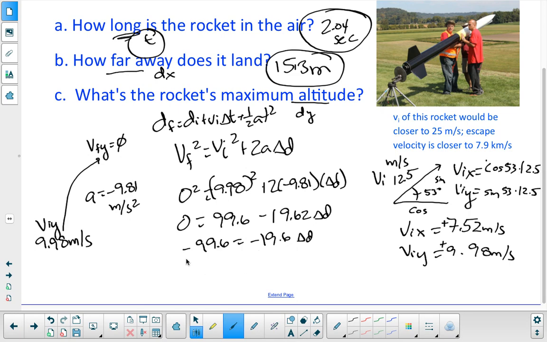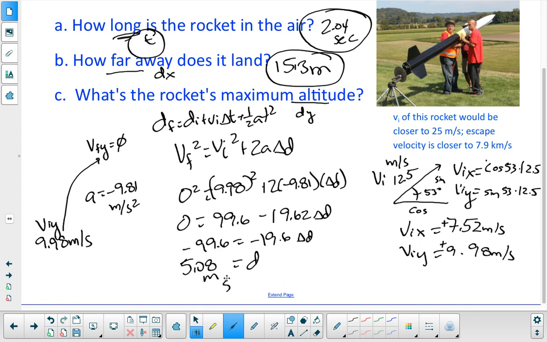And again, this is where the negatives should work out. Delta d is 99.6 divided by 19.6. And I get a distance of 5.08 meters. Yeah, it only went up 5 meters. Man, this is a lame rocket.